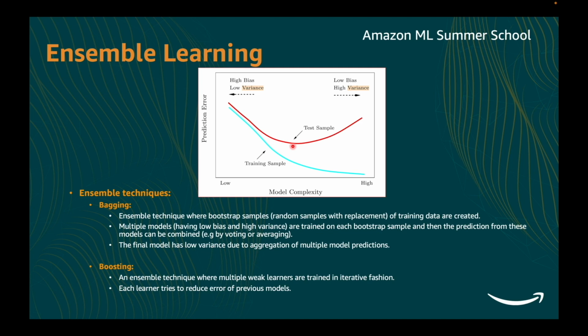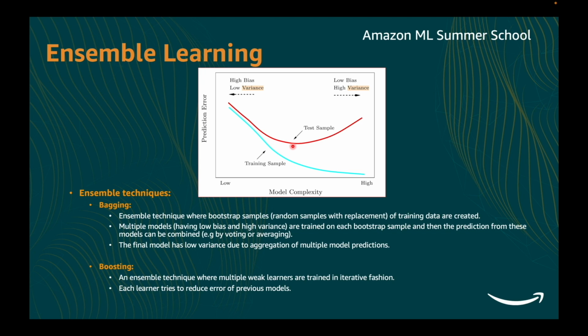The first is the bagging approach, an ensemble technique where you take multiple bootstraps. We'll explain what that is in a minute. You take multiple bootstraps of the training data and you create multiple models, each of them having low bias and high variance, and then you take the average prediction of those models, or the majority vote if you're doing classification, and the resulting model has a low variance due to the aggregation of all these models. This is the bagging approach.